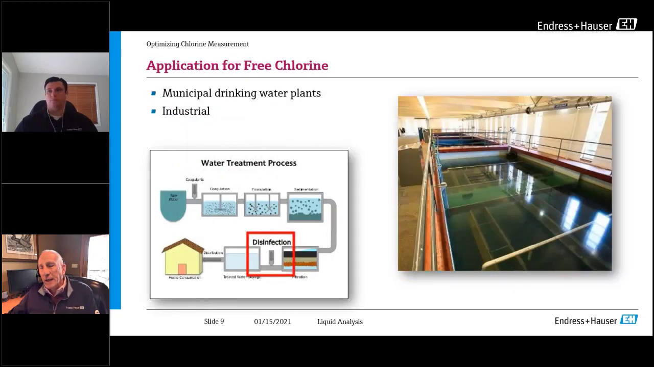So again, the application for free chlorine is most commonly found in municipal drinking water plants where they're disinfecting the water near the end of the process, so that the water leaving the drinking water plant is free of bacteria and organisms that can harm us. But they want to make sure as that water is being dispensed and delivered downstream that there is some residual free chlorine left. So that's why we need systems that can measure free chlorine at low levels as it's leaving the drinking water plant. You'll also find this in a few industrial applications as well.